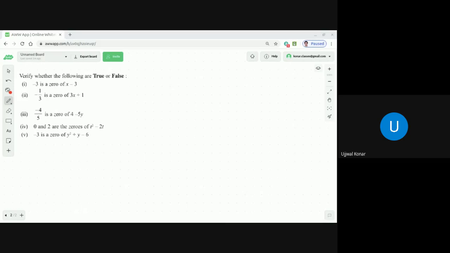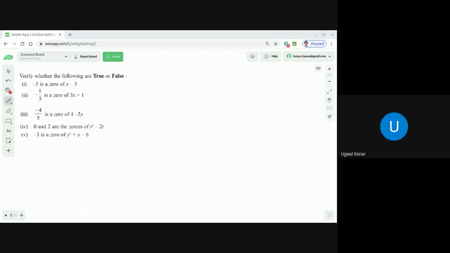The next question is that -4/5 is a zero of 4 minus 5y. It's false. Yes, you did false. And then 0 and 2 are the zeros of t square minus 2t. Do you agree to it? Yes, sir, it is true.